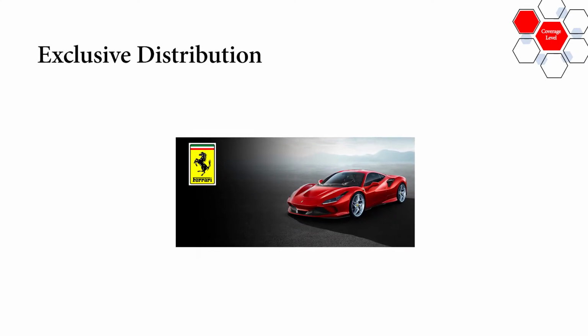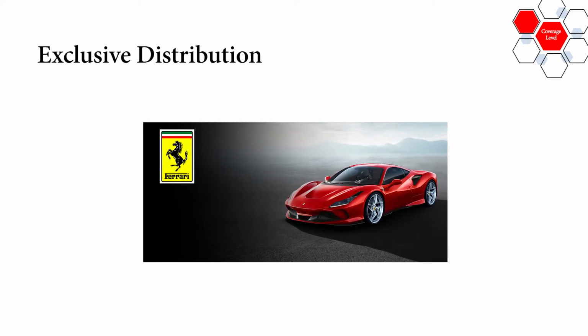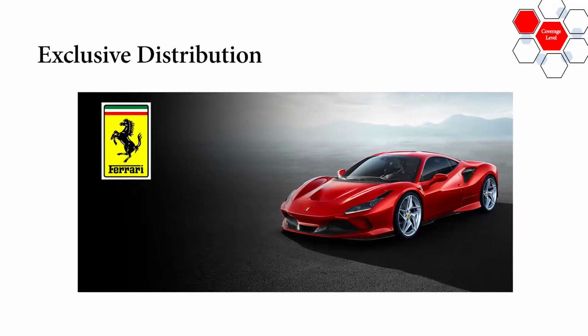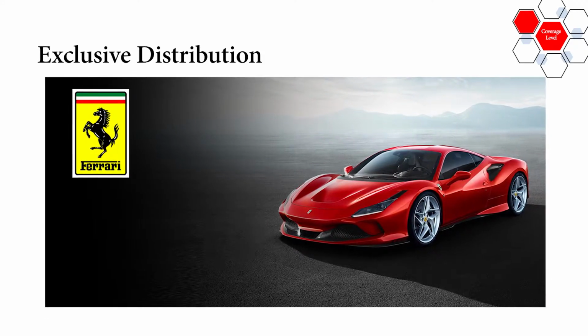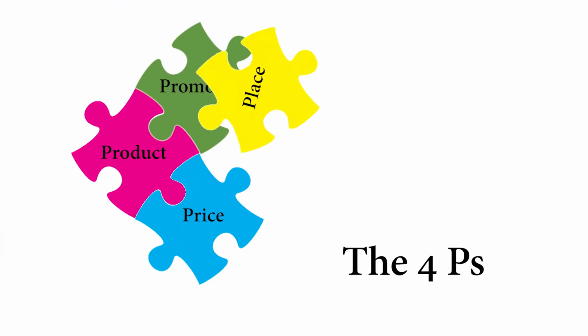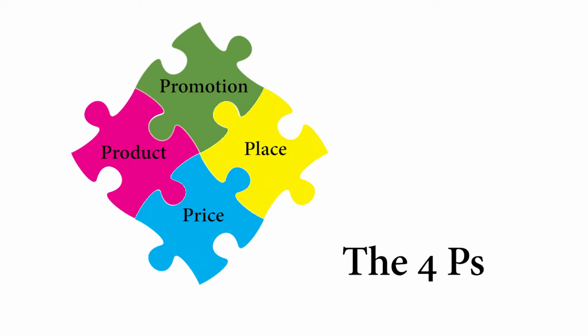Think about very exclusive car brands such as Ferrari, that you cannot buy through a local dealership, but only through company-authorized distribution channels. Remember, all 4 Ps have to match. So in the case of Taza, the product is not for mass consumption. So the distribution has to support the company's objectives, the product's characteristics, and the target market's needs.